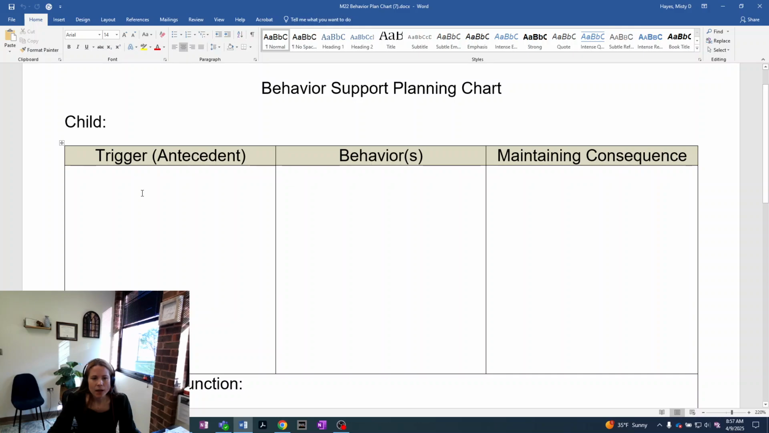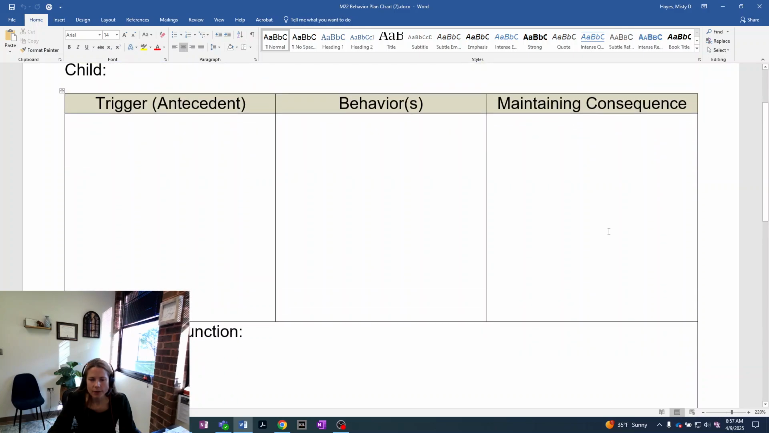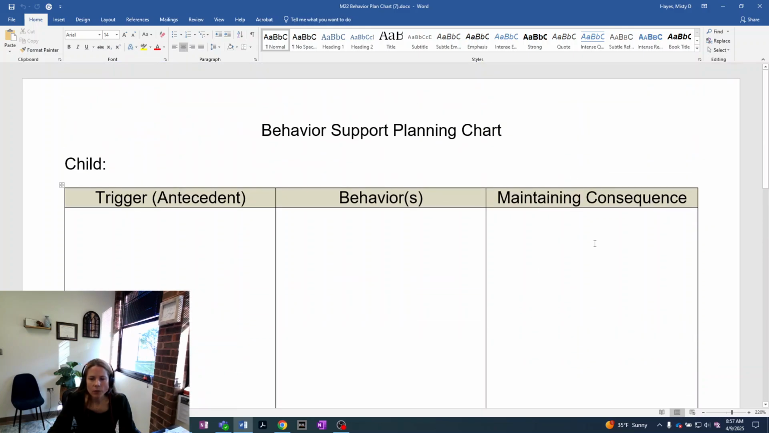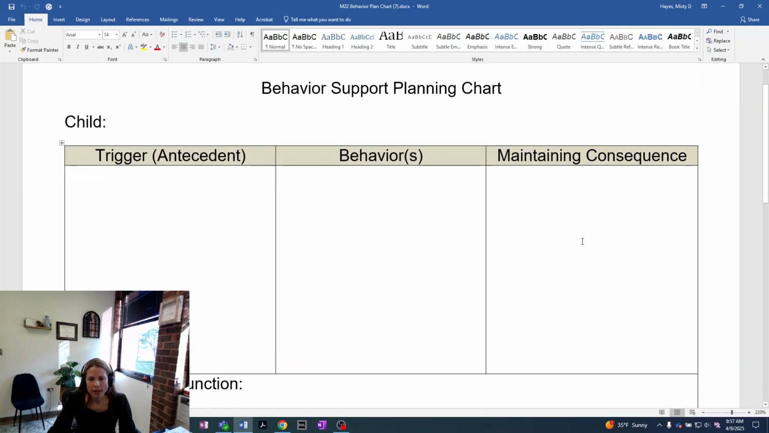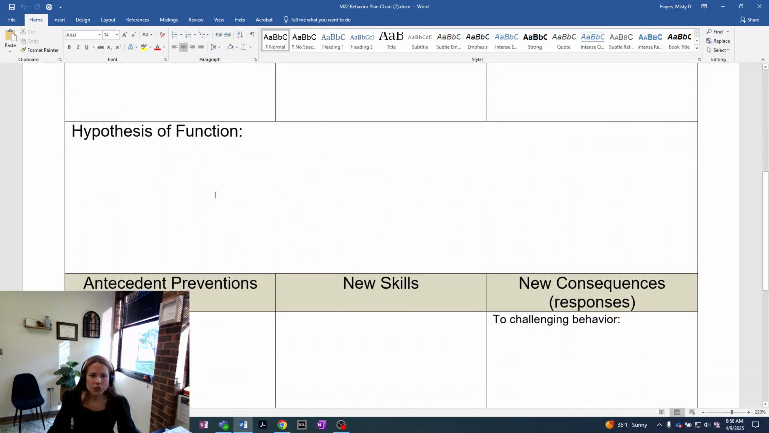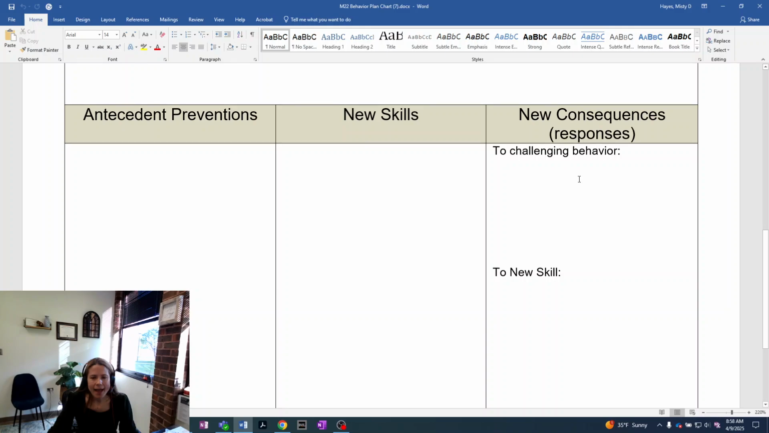Trigger means antecedent. What happens that triggers that behavior? What happens right before that behavior occurs? Then the maintaining consequence: what is going on? How do they reprimand the child? What do they say or do to the child when this behavior occurs? Next, you're going to put the hypothesis of function. This is creating a statement of what you think is going on, why the child is doing what they're doing.